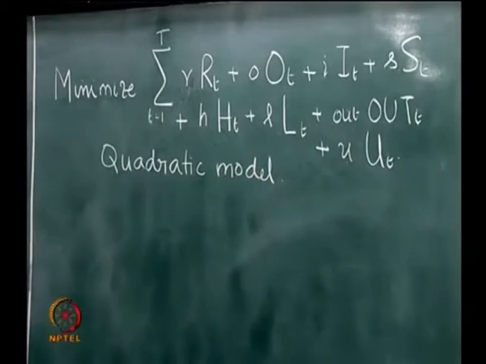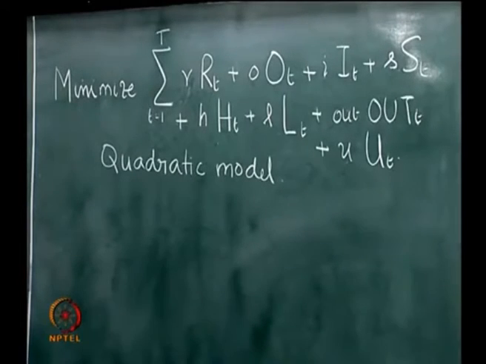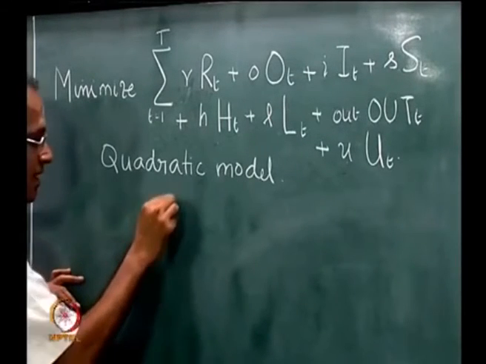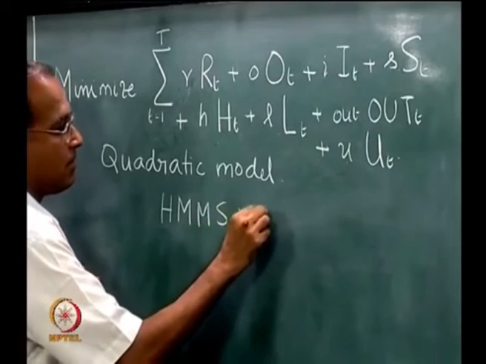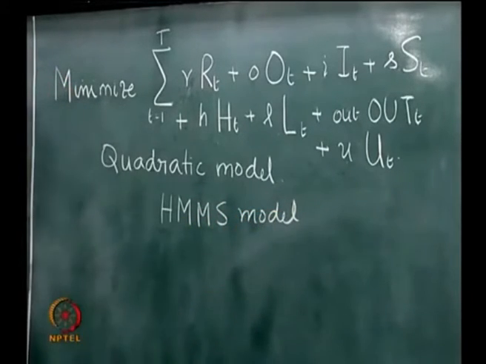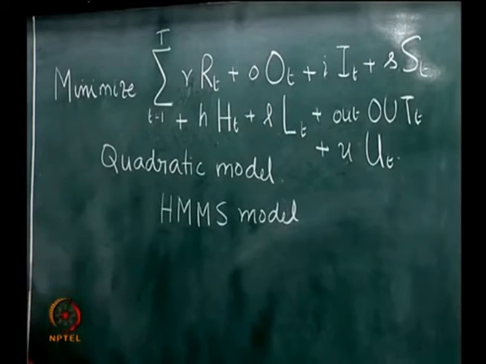So a quadratic model for aggregate planning is quite famous. It is also called the HMMS model, named after 4 researchers who are the authors of this work. It stands for Holt, Muth, Modigliani and Simon. So it is called the HMMS model.